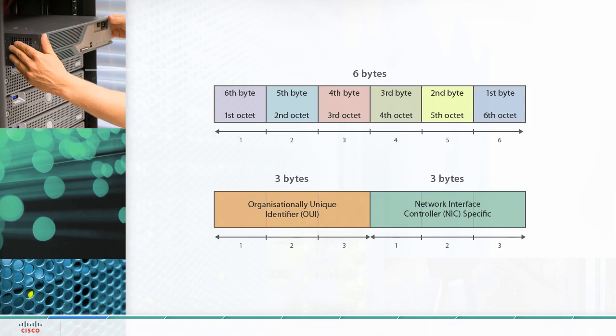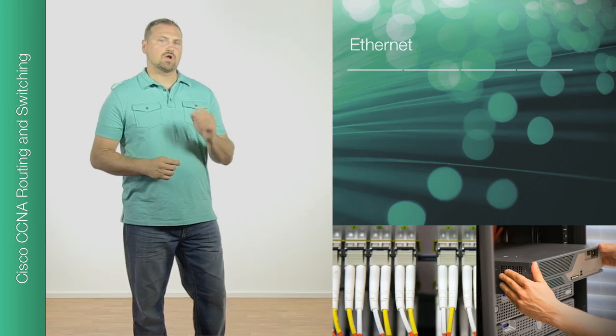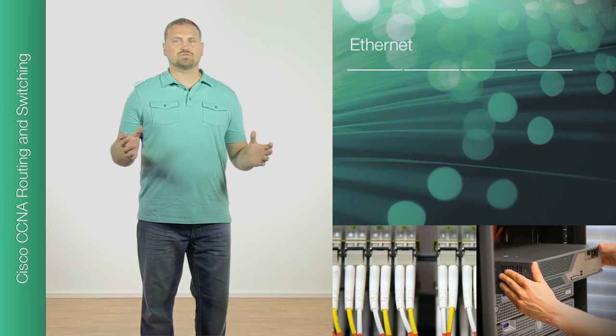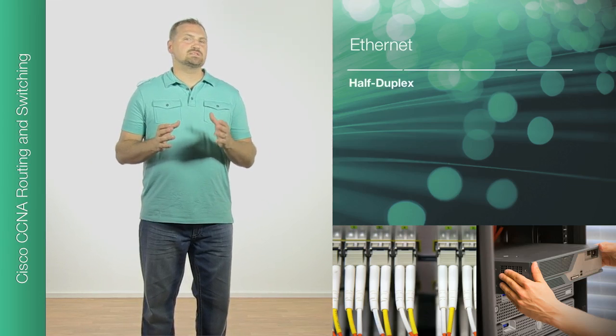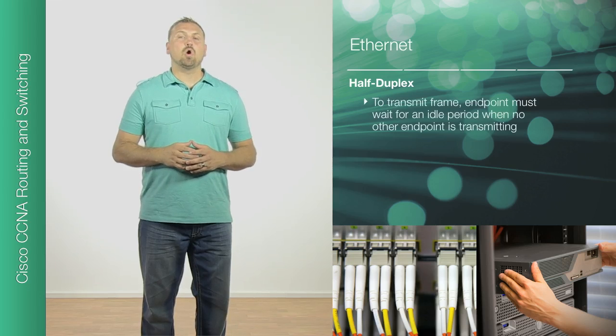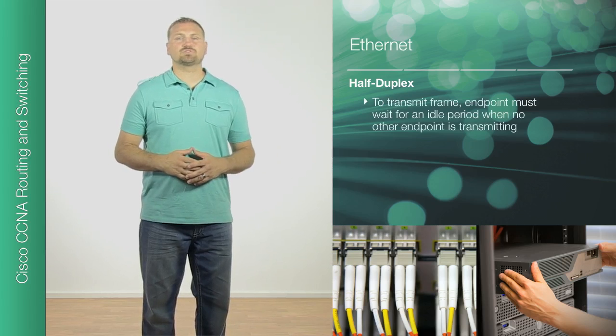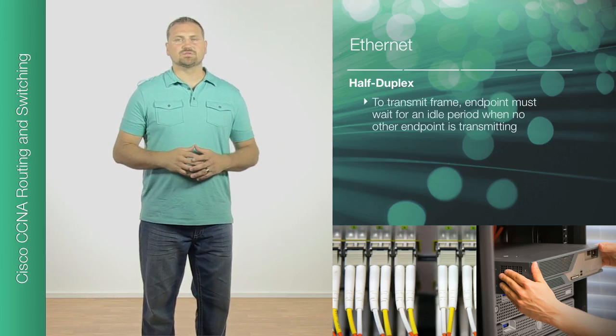So there is also a cyclical redundancy check, or CRC, value that is used to help verify the frame is error-free. This is very important because the frame needs to be error-free in order for the payload to be relied upon. Now, when it comes to the transmission of Ethernet, there are often 2 options: half duplex and full duplex. Half duplex enabled means that the endpoint transmits the frame only after the endpoint waits for an idle period when no other endpoint is transmitting.